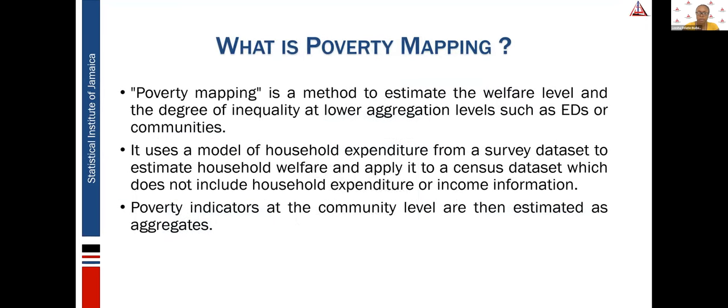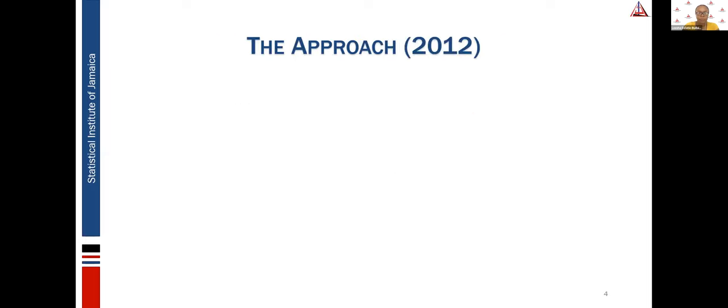So to put it very basically, what is poverty mapping? It is a method to estimate the welfare level and the degree of inequality at lower aggregation levels, such as EDs for us or communities. It uses a model of household expenditure from a survey data set to estimate household welfare and apply it to a census data set, which does not include household expenditure or income information. And poverty indicators at the community level are then estimated as aggregates.